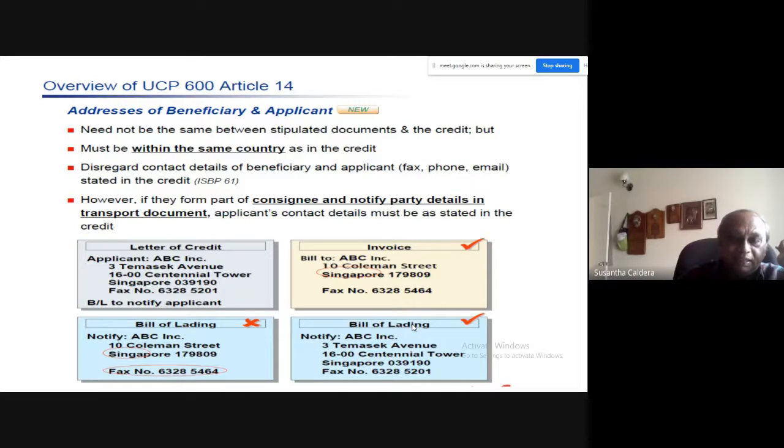Now, letter of credit, LC says applicant ABC Incorporation, Temax Avenue, Singapore, Central Tower, Singapore. Notify applicant. That's what the bill of lading says, notify ABC Incorporated, 10 Coleman Street, Singapore. LC says notify applicant. The applicant is in Singapore. Right?